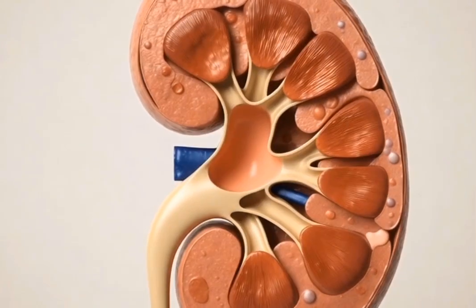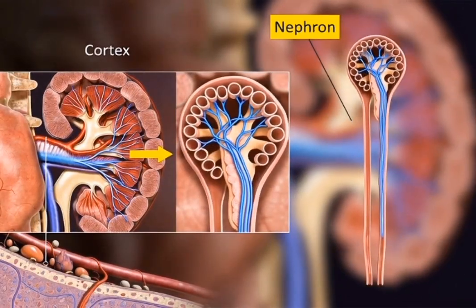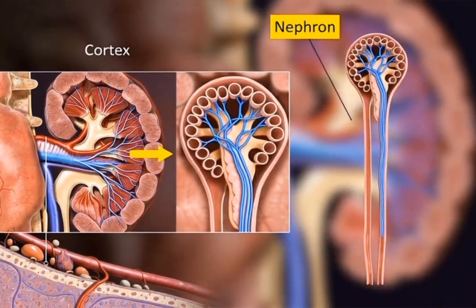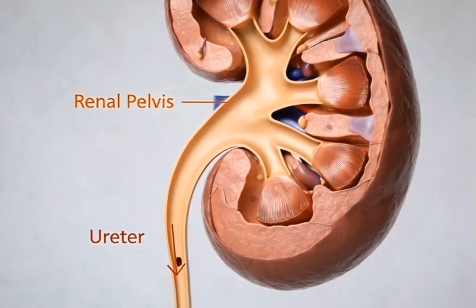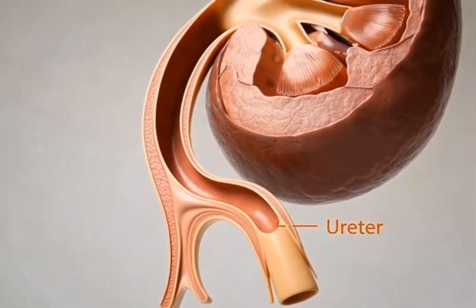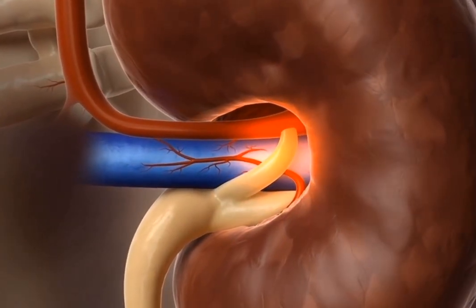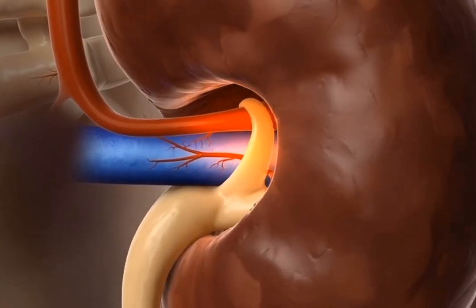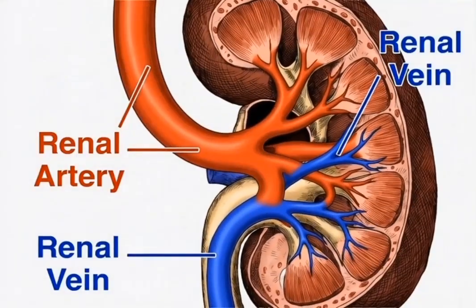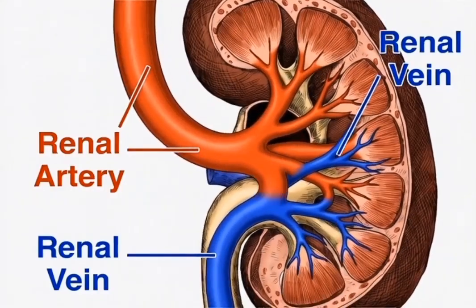It collects urine. The nephron is the functional unit of the kidney that filters blood and forms urine. The ureter is a narrow muscular tube that carries urine from the kidney to the urinary bladder. The renal hilum is an opening in the kidney through which blood vessels and the ureter pass. The renal artery supplies blood to the kidney, and the renal vein drains filtered blood away.